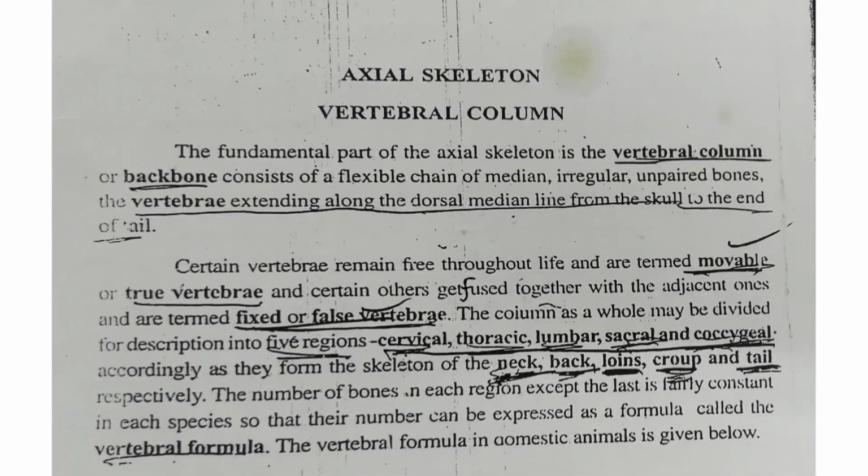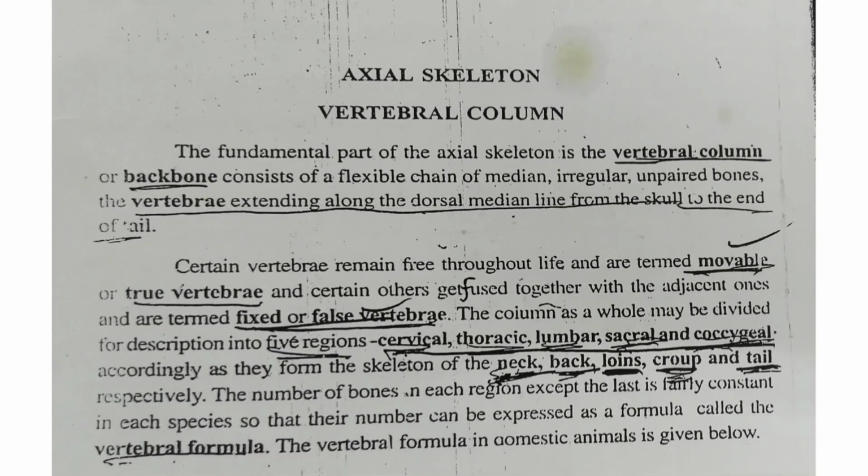The vertebral column is also called the backbone, which is the fundamental part of the axial skeleton. It is made up of a number of vertebrae situated along the dorsomedial line from the skull to the end of the tail. The vertebrae are irregular bones and are unpaired in number. These vertebrae are classified into two types, true vertebrae and false vertebrae, based on their movement.